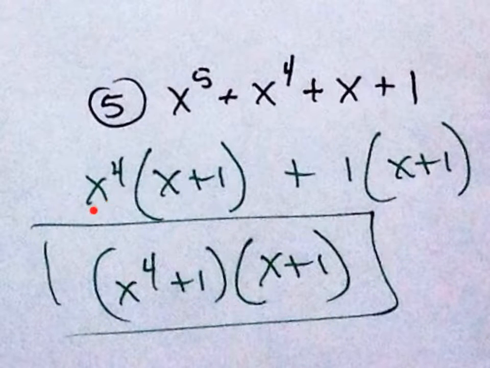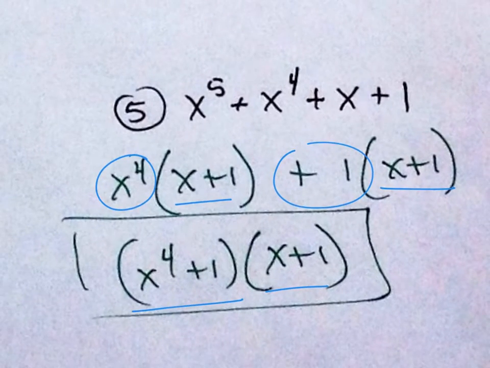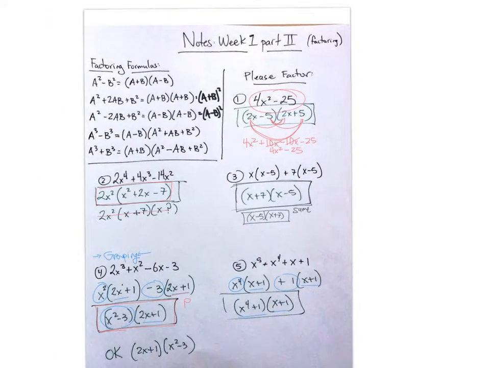Grouping these 2 together, we can factor out an x to the 4th, and grouping these 2 together, we can't factor out anything, so we put a 1 out front. Sometimes that's a little confusing. So x plus 1 is the thing that is common to both, and that ends up here. And what we have left over is x to the fourth plus 1 in our second set of parentheses. Alright, factor by grouping. Let's take a look at the next page.